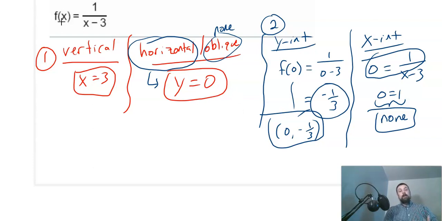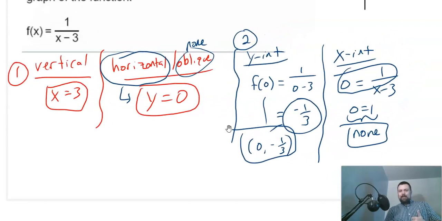For the y-intercept, we plug in 0 for x, so we get this, which of course the 0 goes away, so we just get 1 over negative 3, which is negative 1/3. So that's the y-intercept, 0 comma negative 1/3. For the x-intercept, you plug in 0 for y. Again, f of x is the y variable. So you get 0 equals this fraction. The only way the fraction can equal 0 is for the numerator to equal 0, but that's impossible because the numerator always equals 1. There's no way it will ever equal 0, so there's no solution there, which means there are no x-intercepts in this particular graph.